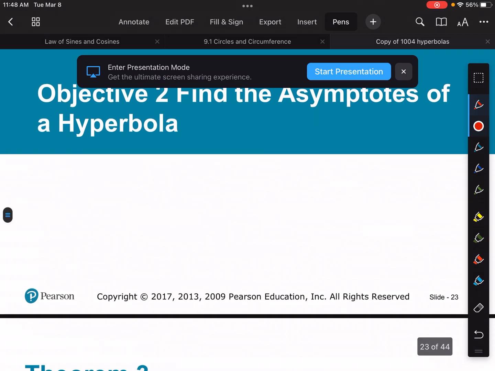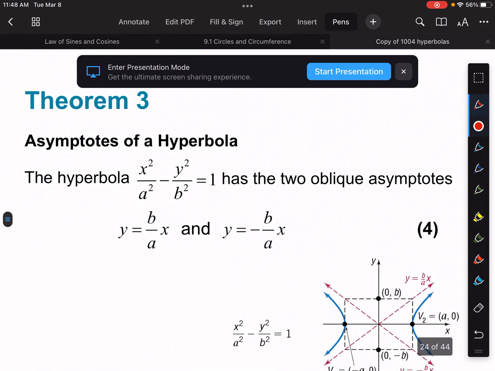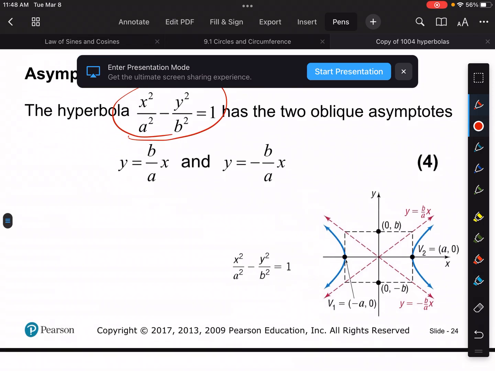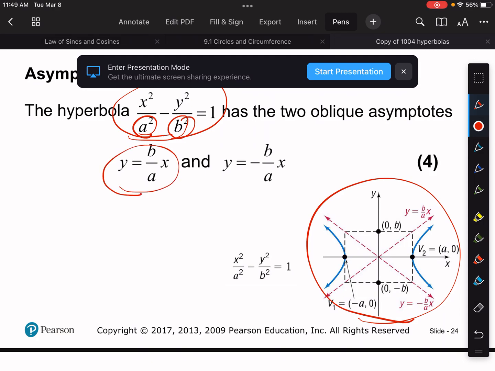Objective 2 says find the asymptote. I've been talking about this a little bit. So the asymptote is simply this. If you have x squared over a squared minus y squared over b squared equals 1, that means we have a hyperbola that's going in the x direction. Then we know that the y value is associated with b and the x value is associated with a. Therefore, my asymptote is going to be y equals b over a. The asymptote is always slope, so it's always change in y over change in x. So here, that is plus or minus b over a.